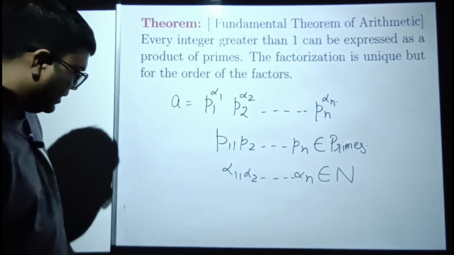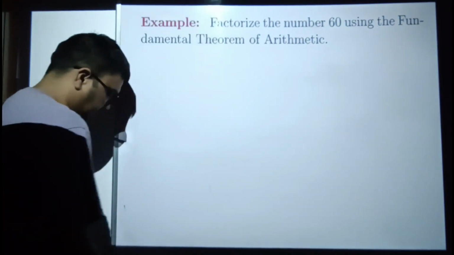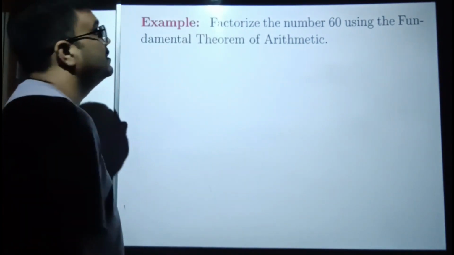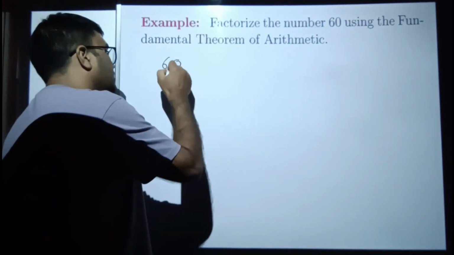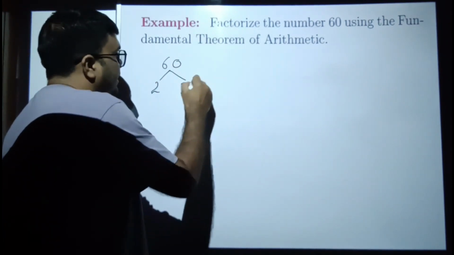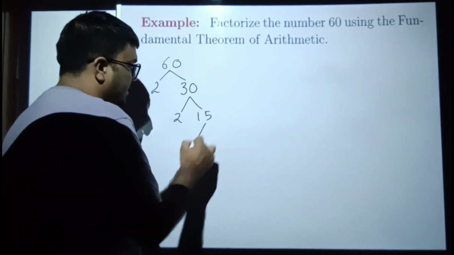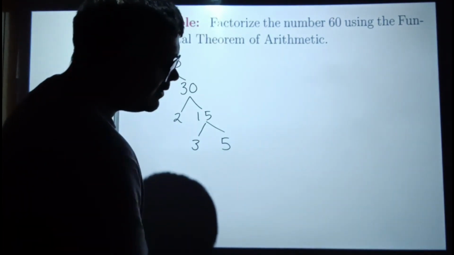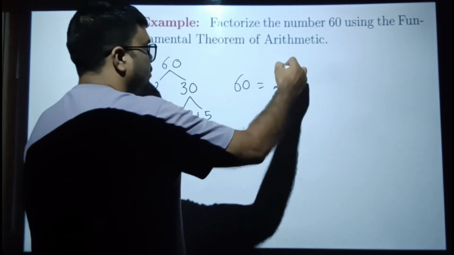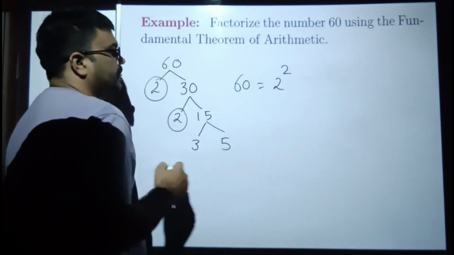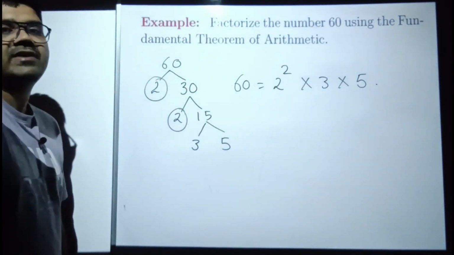This will be more clear with an example. We have to factorize the number, or find the prime factors of this number 60. If we divide it by 2, we are left with 30. Then 2 is again a factor, and we obtain 15, then 3, and then 5. So what does the fundamental theorem of arithmetic say? That we can write 60 as 2 raised to the power 2 into 3 into 5. This is how we can factorize the number 60.